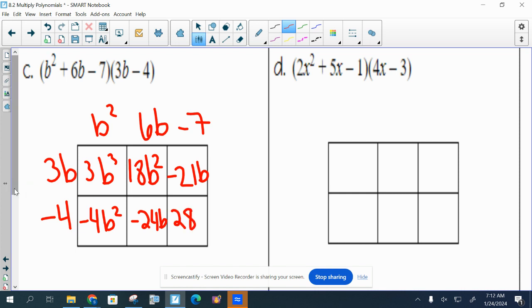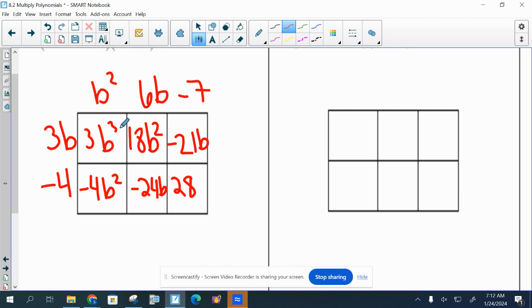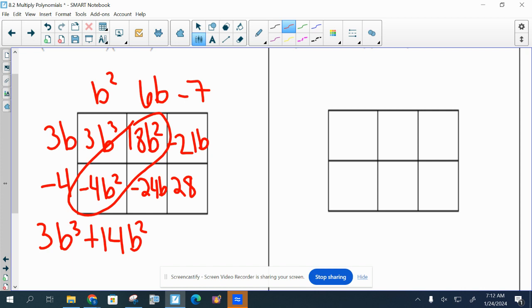All right, now highest to lowest power, the 3b to the third would come first. Then notice your diagonals here are the same, so we can combine these. So if you do negative 4 plus 18 or 18 minus 4, doesn't matter what order, that would give you 14b squared. And then also these diagonals are the same. So if you take negative 21, add it to negative 24, you would get minus 45b plus 28.